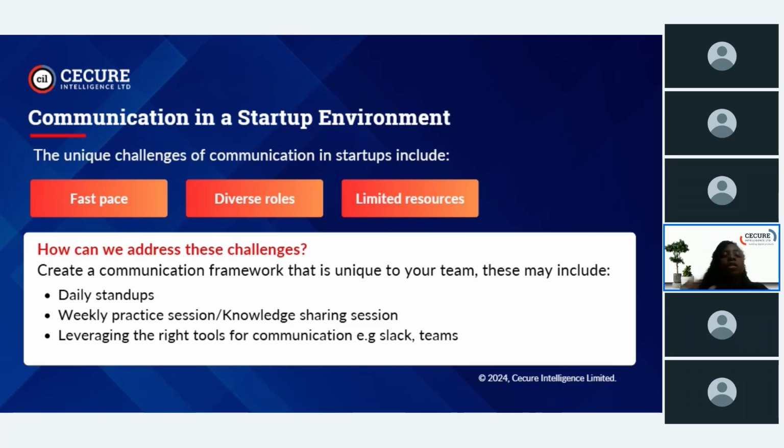This might not be all of the challenges. However, depending on your team, you will have some peculiar challenges that are unique to your team as well. But for the sake of what we are discussing today, that's why we're talking about these 3 in particular. So, how can we address these challenges? Now, we've been able to identify 3 unique challenges. Then, how can we address these challenges?